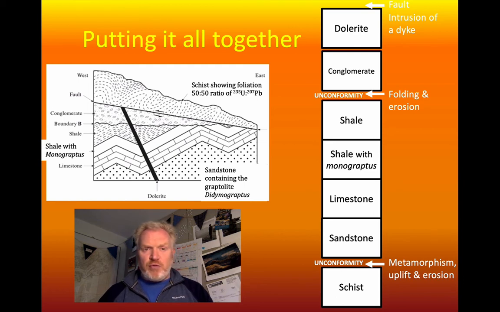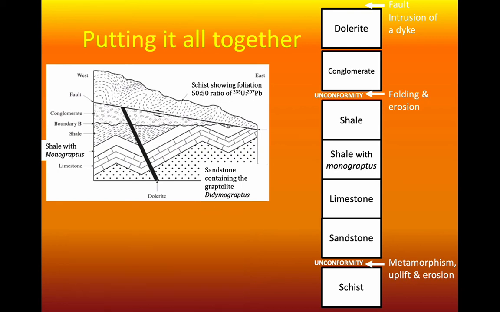And then there's been an erosive surface. You can see boundary B is irregular. We then have deposition of the conglomerate. And then sometime after that, we must have the intrusion of that dolerite dike. We know it's a dike because it's discordant. It cuts across the beds. The actual youngest thing on this outcrop is the fault. And that's because the fault cuts everything else in this cross section.